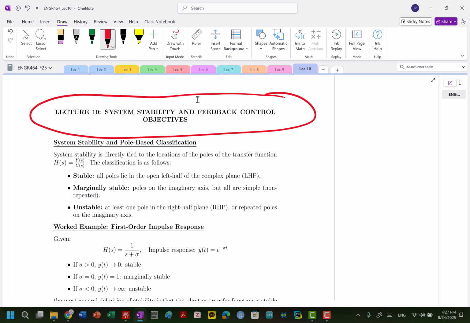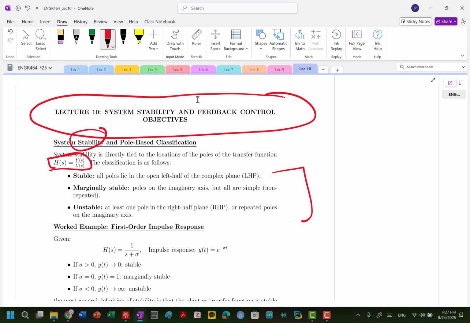So we need to be able to determine, is a system stable? You've heard me hint about unstable and marginally stable, and we're going to figure out how we classify that depending on the systems that we're working with. System stability is directly tied to the location of the poles of our transfer function, and we'll develop some rules to determine whether something is stable.